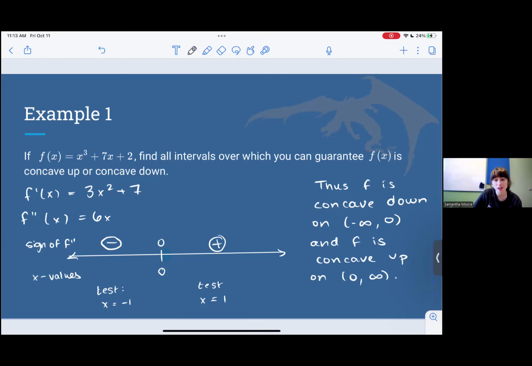All right, so that's going to be our general process for figuring out concavity of f on different regions. You figure out f double prime of x, then you create a number line, you find all the zeros of f double prime, then you do your test points in between, and then you interpret that in terms of your concavity.